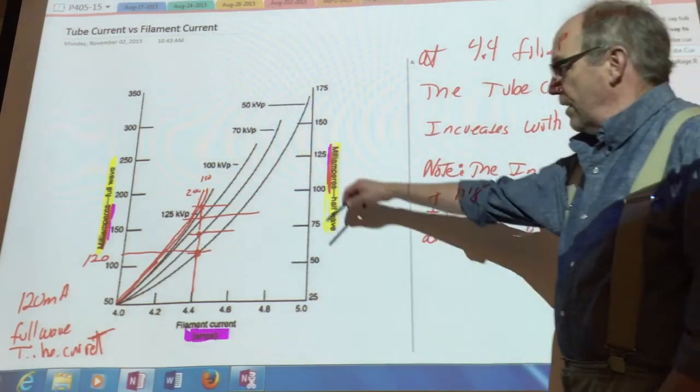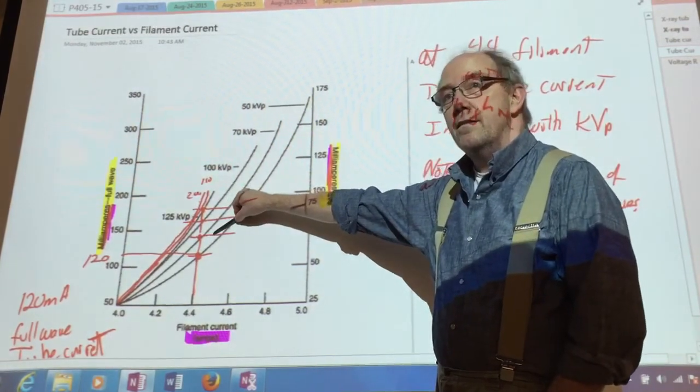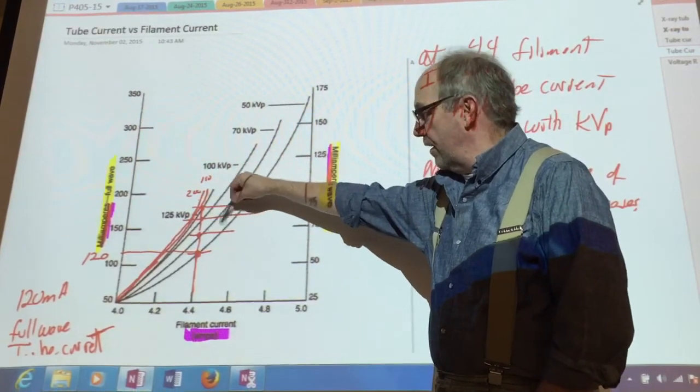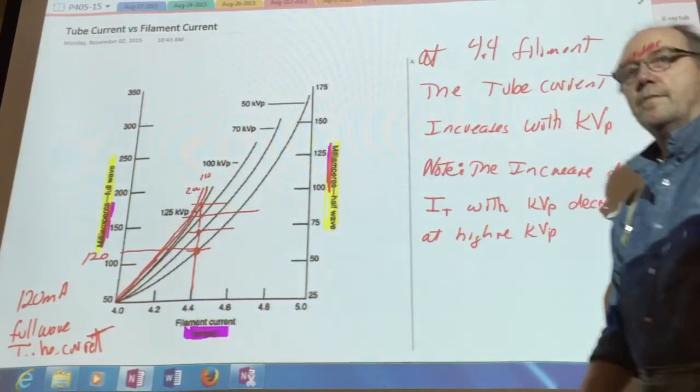The space charge limited would be where the kVp lines are farther apart. So that's what you're looking for. Far apart, space charge. Close together, emission limited.